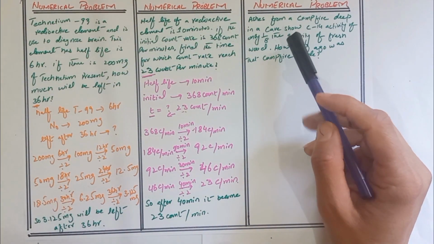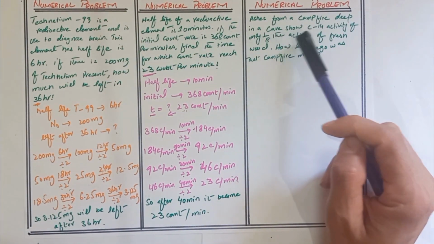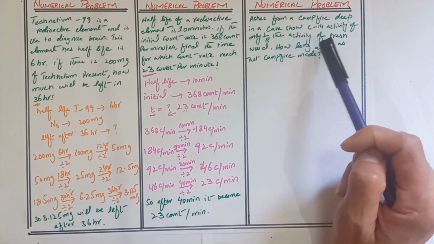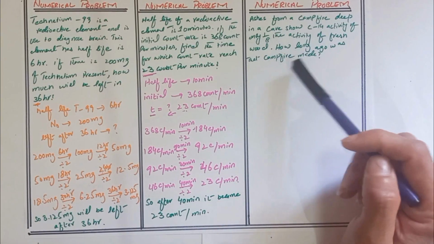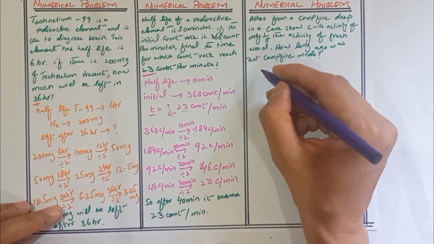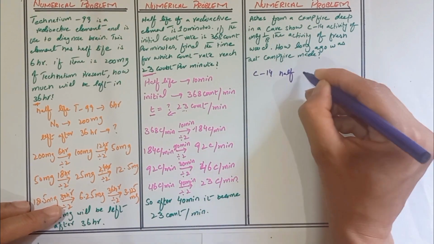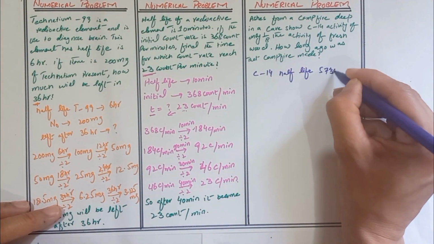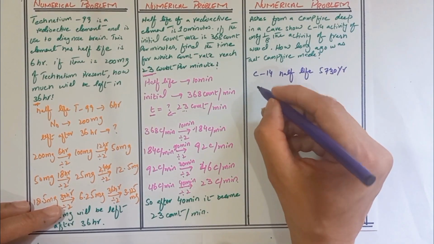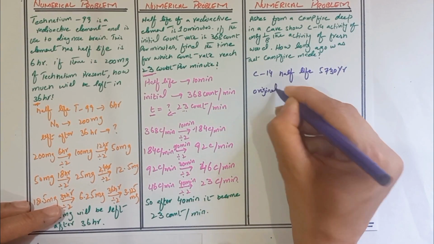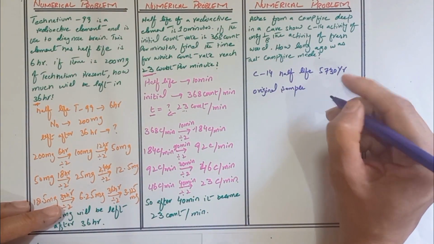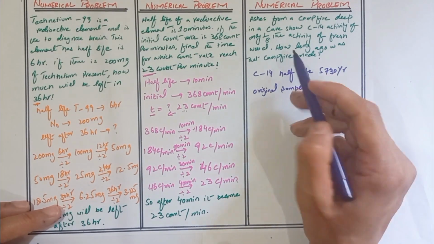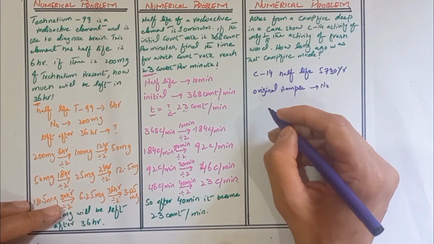Now we discuss the last problem. The ashes from a campfire in a cave show carbon-14 activity that is only 1/8 of the activity of fresh wood. How long ago was the campfire made? So for carbon-14, we know the half-life is 5730 years. Let's suppose the original sample of wood is N0, and we take 1/8 of this original sample.